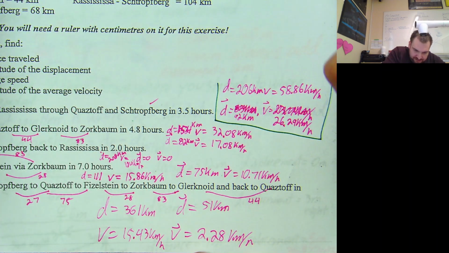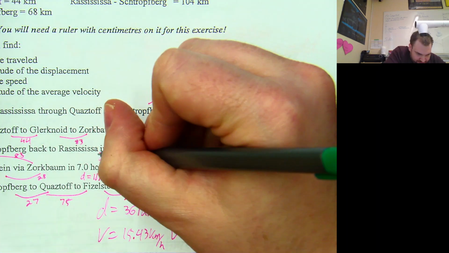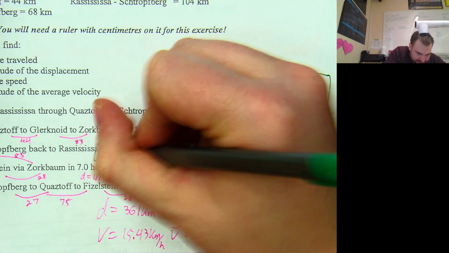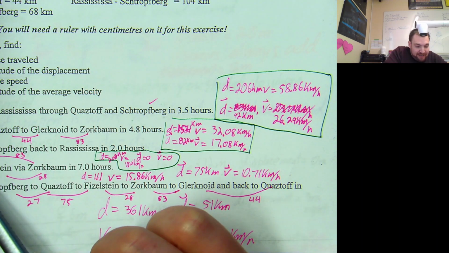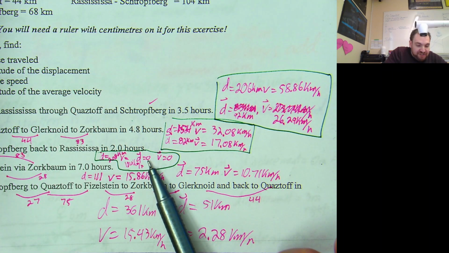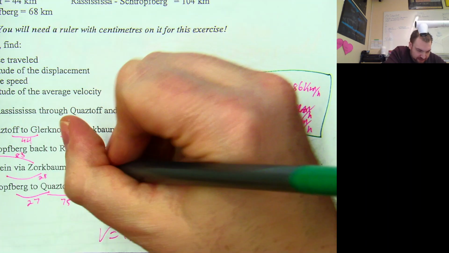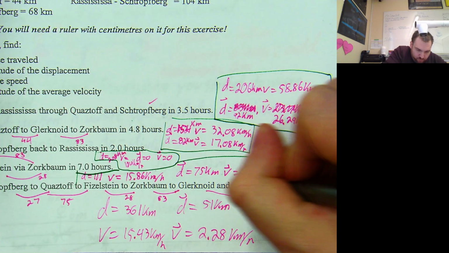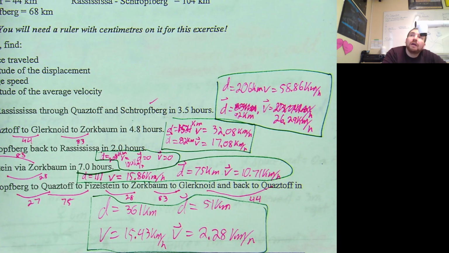This set is question 1. This set is question 2. Question 3 is actually really hard to read because I was really tiny and kind of messy. That's 208 kilometers, and so that's 104 kilometers per hour. But because we went back to Rasissa, our displacement is 0 because we ended where we started. So our velocity is also 0. And then these ones here, this is question 4. And this down here is question 5.